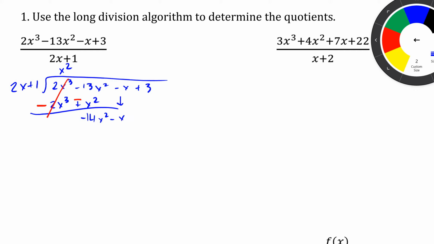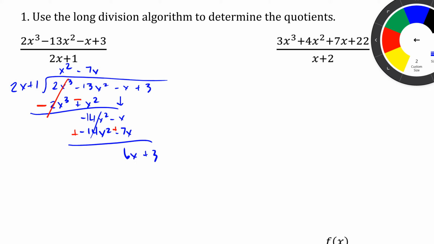Then we'll multiply by 2x to make negative 14x squared. Well, we all know that's negative 7x. So that becomes negative 14x squared and negative 7x. Again, change your signs, so subtractions become plus signs. These cancel, and we're left with 6x plus 3.